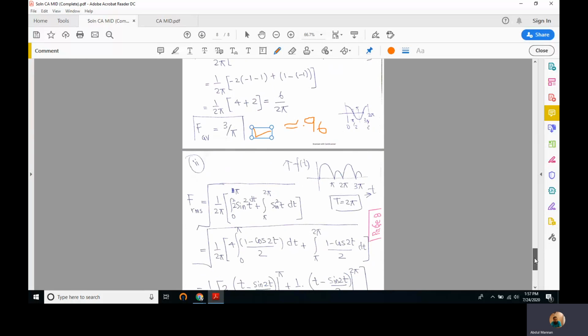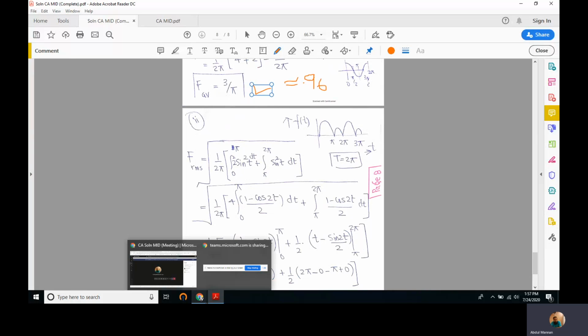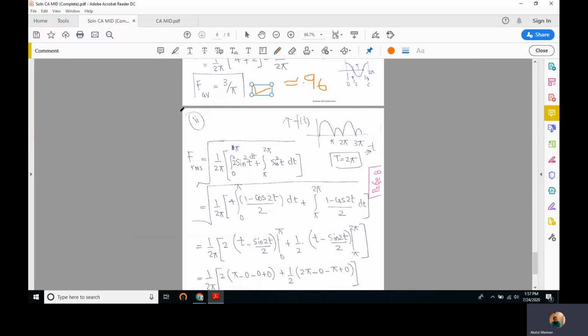In the second part of the question we have to compute FRMS for the same signal. The time period remains the same, 2 pi, and we already know that we apply three operations: root, mean, square, in reverse order. We first square the signal, then compute the mean, and then apply the root. The definition of the signal is different in different intervals: 0 to pi is different from pi to 2 pi.